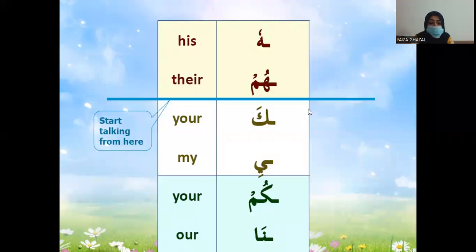So anyone wants to revise the table, the extended pronouns? Any volunteer for this slide? Yes, Sister Memunat Ilyas Harun, please go ahead. Hu, his. Hum, their. Ka, your. Ya, my. Kum, your. Na, our. Perfect. The only difference is that ka is for singular you, yours, and kum is for your all, the plural. Thank you, jazakallah, sister. Next slide, please.